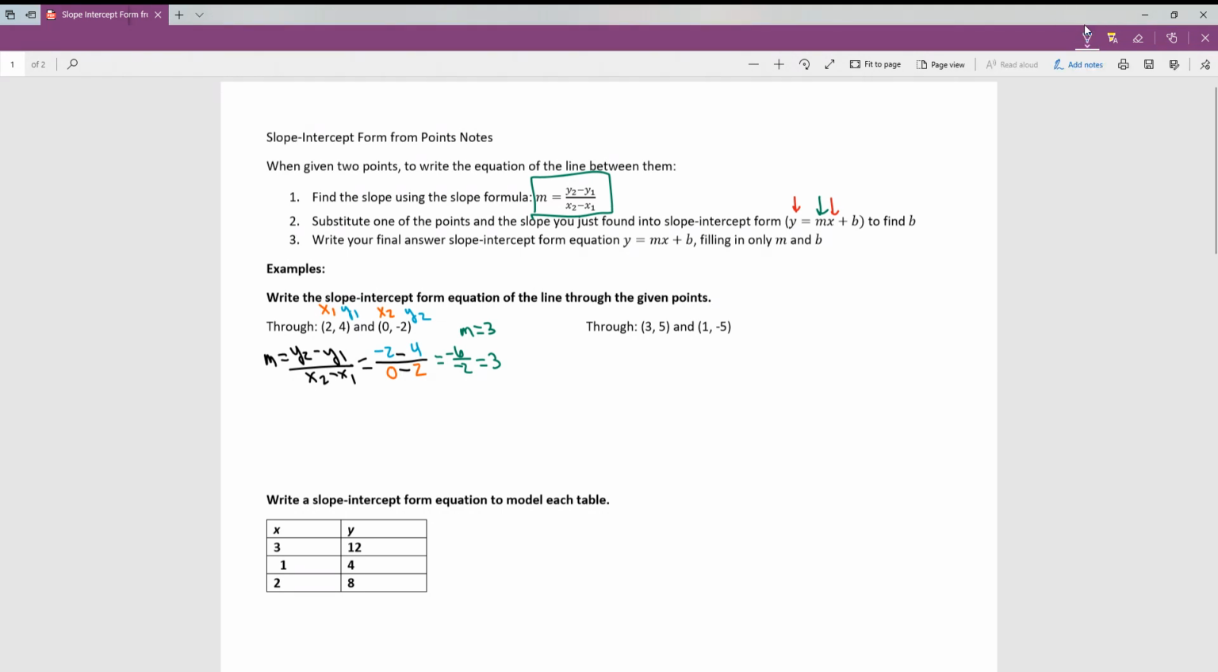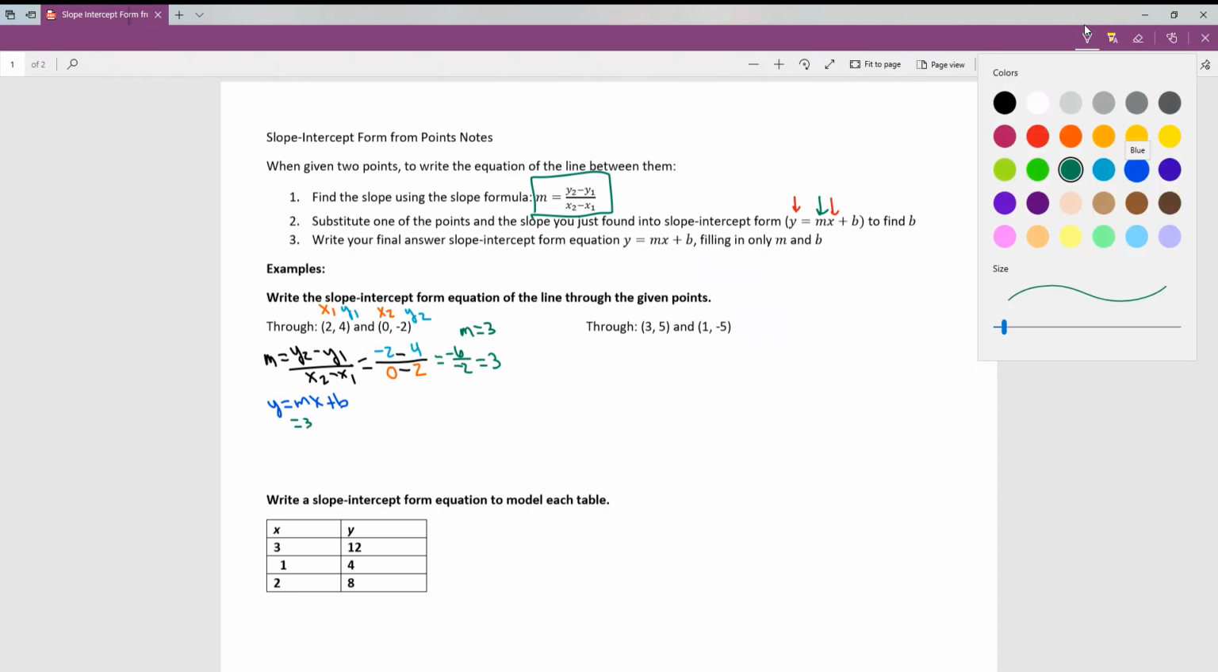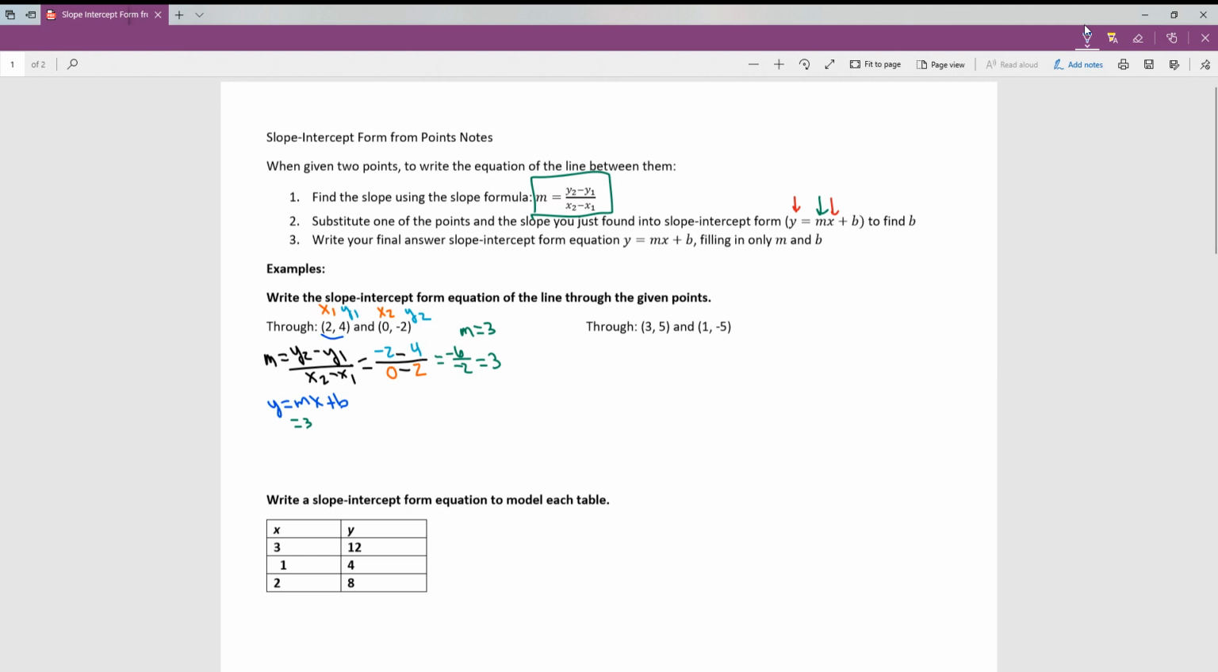So to find b, I'm going to use y equals mx plus b, but I'm going to fill in everything else but b. m is that slope we just found, so I'm going to put 3 for m. And for x and y, you can pick whatever point you want to use. I usually just go with the first one. So we use 2, 4. I'm going to use x is 2 and y is 4. So just pick one of the points and its x coordinate and y coordinate. y is 4, so it goes in the y spot. x is 2, so it goes in the x spot, plus b.